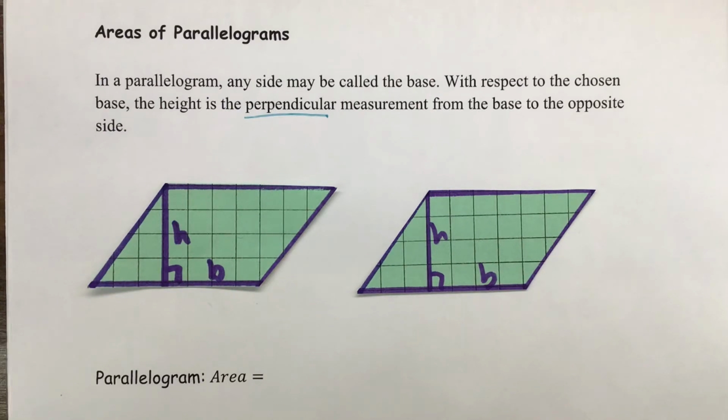As a hint, the only shape that I've actually demonstrated the area for so far was a rectangle. So what I want to do here is cut that second parallelogram so that I can move the pieces around and make a rectangle. And to do that, I'm going to cut along the heights.